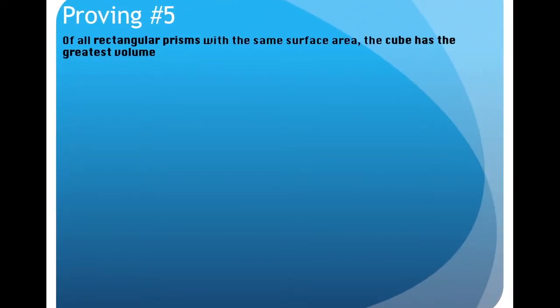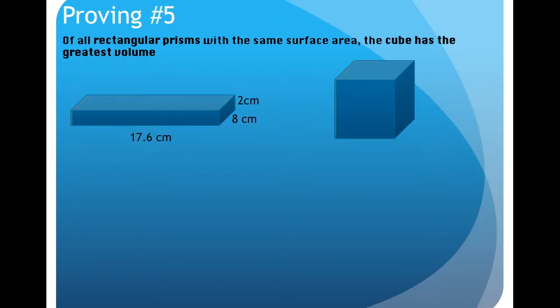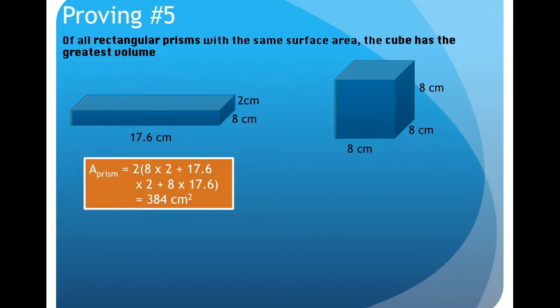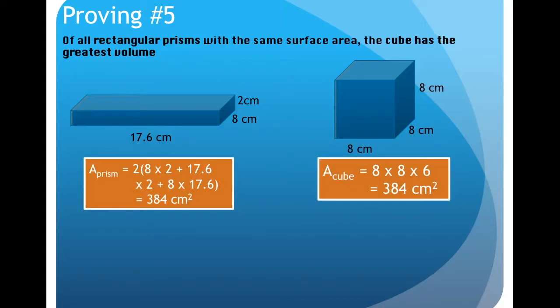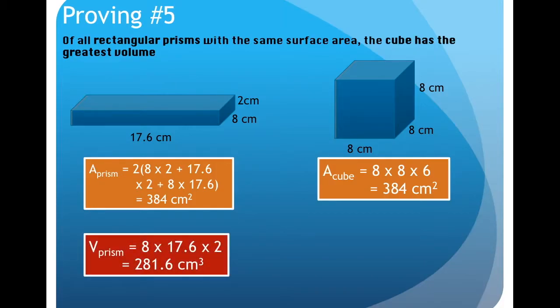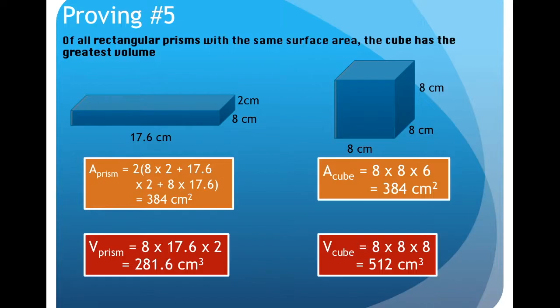Let's prove number 5, saying of all rectangular prisms with the same surface area, the cube has the greatest volume. Here's a rectangular prism, here is a cube, here are some dimensions for you. Let's talk about surface area. Do they have the same surface area? I proved to you that they do. They both have a surface area of 384 centimeters squared. Now, let's talk about volume. I tell you that the cube has the greatest volume. Let's check. The volume of this prism is length times width times height, 281.6 centimeters cubed. The volume of the cube is side cubed, so 8 times 8 times 8. Look, it has the greatest volume.